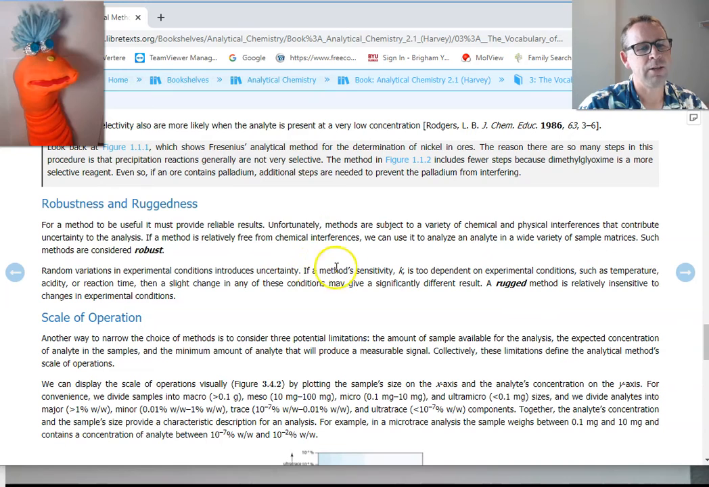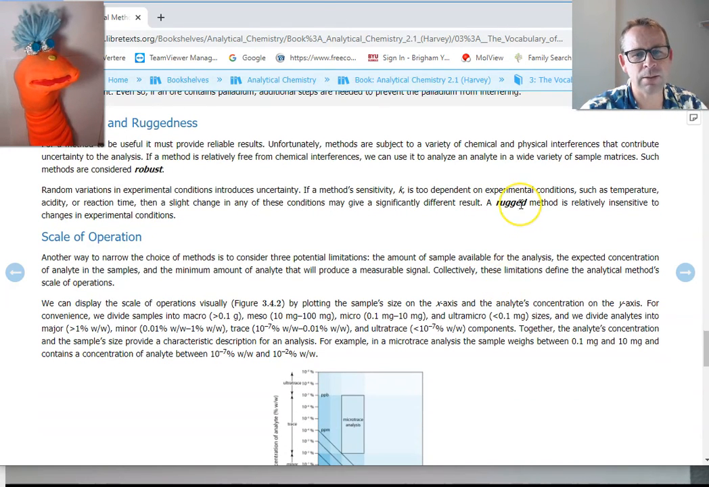If a method is considered rugged, this is referring to the ability to handle slight changes in reaction conditions, not in concentrations of interference necessarily, but changes in temperature, changes in pH maybe, changes in reaction time. If it's rugged, then these changes aren't going to affect the results.